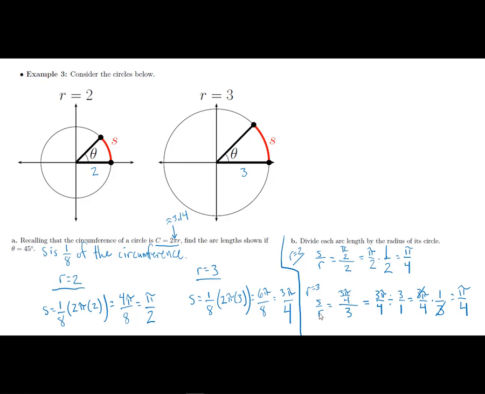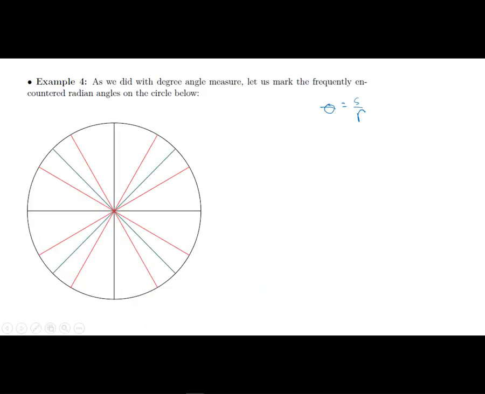So let's think about what was the thing that was the same between the two circles, right? The radii were different, the arc lengths were different, but the angles were the same. So it turns out that this quantity, s over r, is another way of capturing the idea of an angle. Okay, and this leads us to our definition of radians.